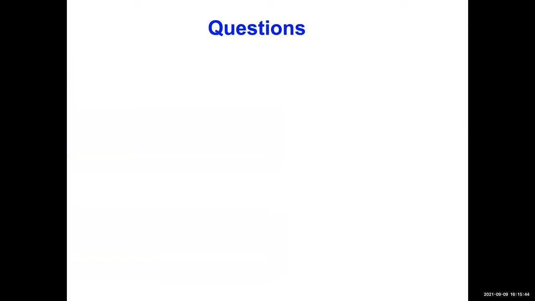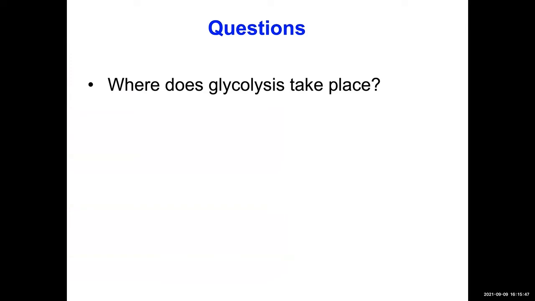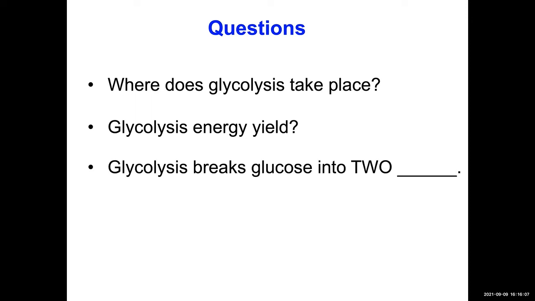Okay, so questions. Where does glycolysis take place? In the cytoplasm, that is correct. Glycolysis energy yield will be what? 2 ATP, that is correct. Glycolysis breaks glucose into 2 what? Pyruvic acid. 2 molecules of pyruvic acid, also known as pyruvate. They're used interchangeably. Okay?